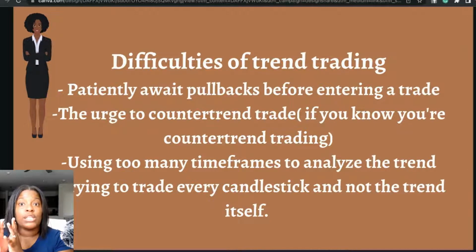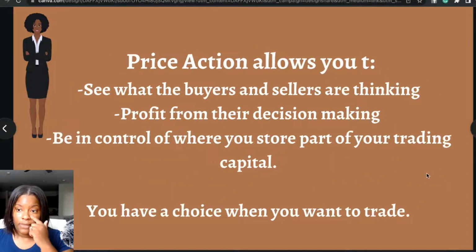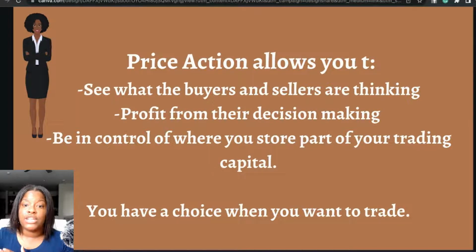Price action is people, is businesses, okay? People who are exchanging one currency for another or doing business with one country to another. You have to focus on what they're doing and follow with them. Now, price action allows you to see what the sellers and the buyers are thinking. Remember that it's a visual representation.